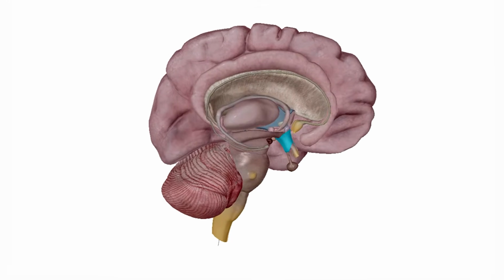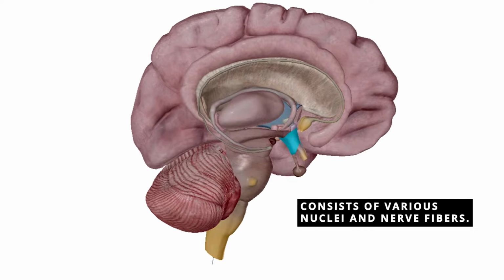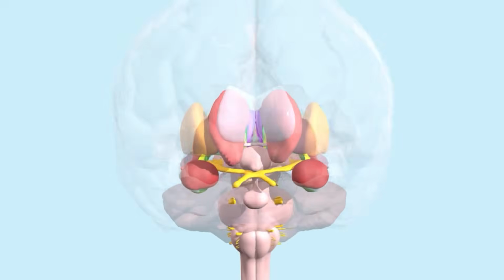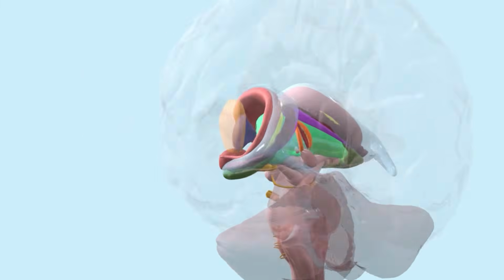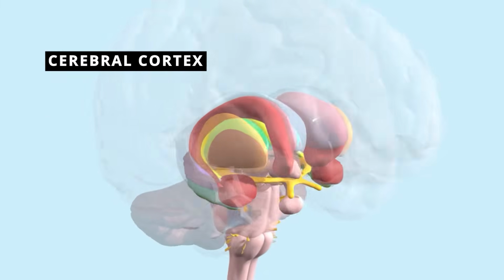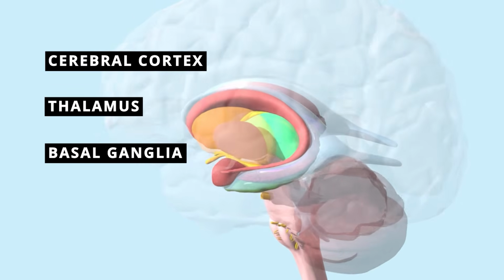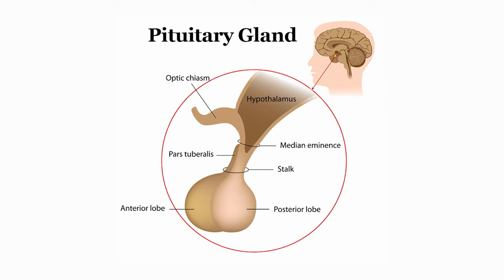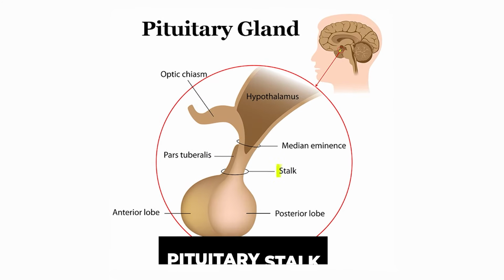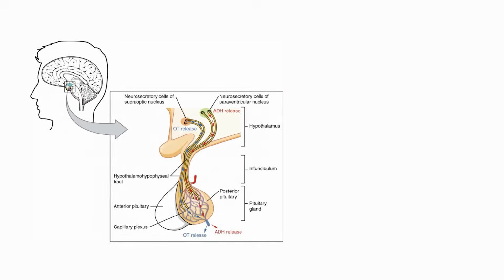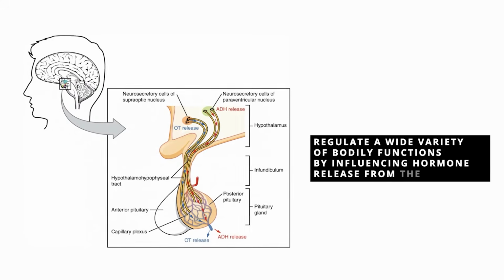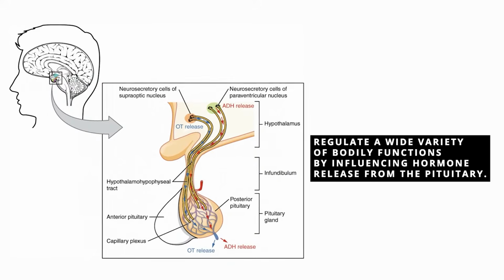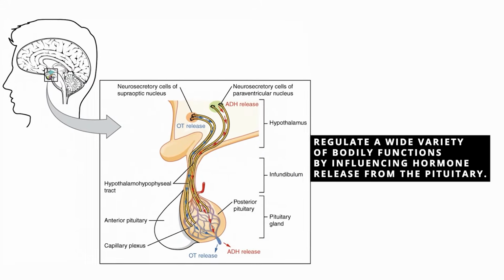It's about the size of an almond and consists of various nuclei and nerve fibers. The hypothalamus is connected to many parts of the central nervous system, including the cerebral cortex, thalamus, basal ganglia, and limbic system. The pituitary gland is attached to the hypothalamus by the infundibulum, or pituitary stalk. Through this connection, the hypothalamus can regulate a wide variety of bodily functions by influencing hormone release from the pituitary.